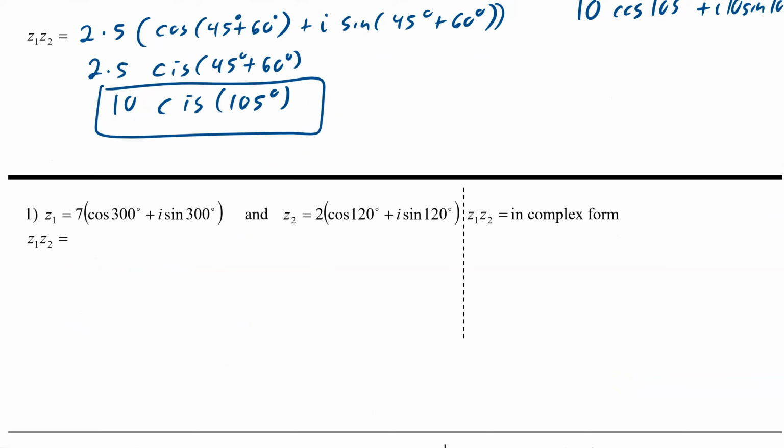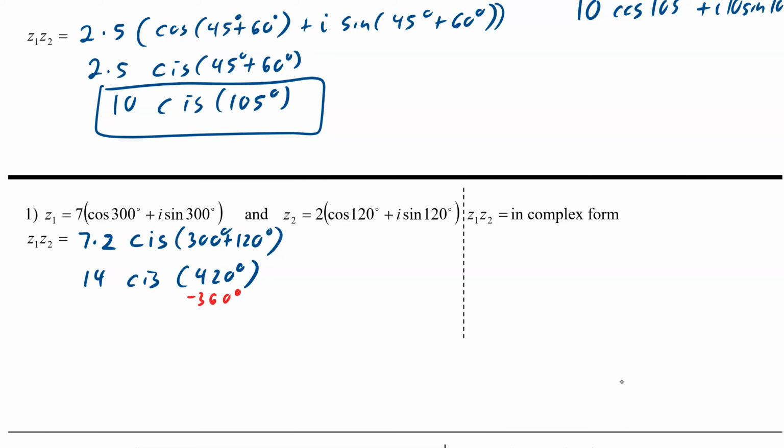Okay, let's try another. This would just be 7 times 2, and then you put cis of 300 plus 120. And so it's 14 cis 420. And then again, we want these to be in 0 to 360, so we subtract 360 to put it back into its correct coterminal angle. So that would be 60 degrees. So this is in polar form.